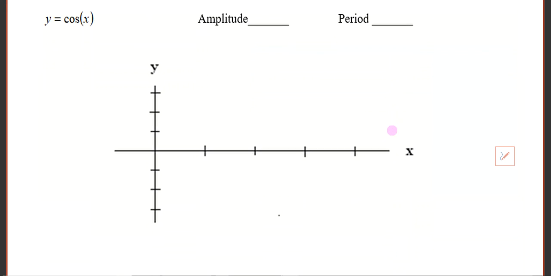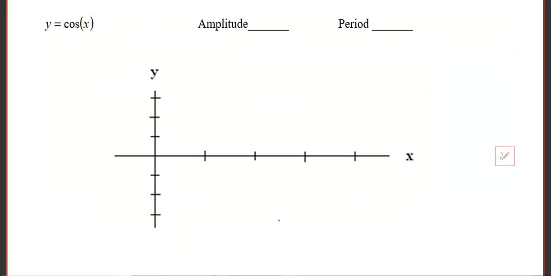This was generally okay. Amplitude of 1, period of 360. That means that's 40 degrees.